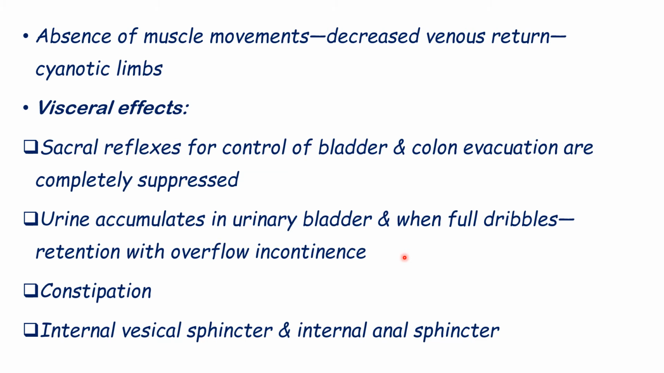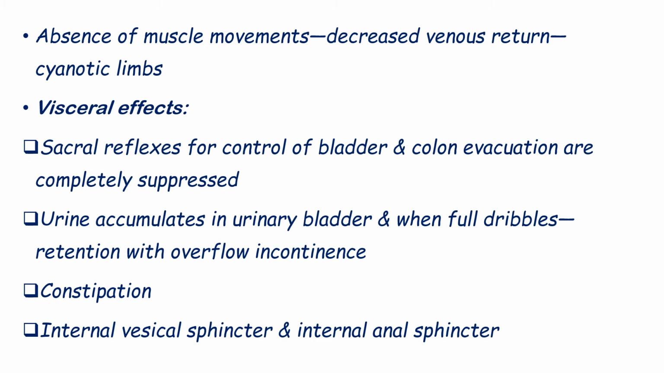And there are two types of incontinence. Incontinence is when even though the bladder is not full, the person still leaks urine. That is simply incontinence. But when the bladder is full and only then he starts passing urine or dribbling, this is known as overflow incontinence. In this case, the patient shows overflow incontinence. Even constipation can occur in such patients. The internal vesical sphincter as well as the internal anal sphincter are both affected.